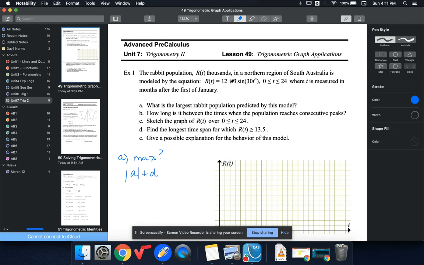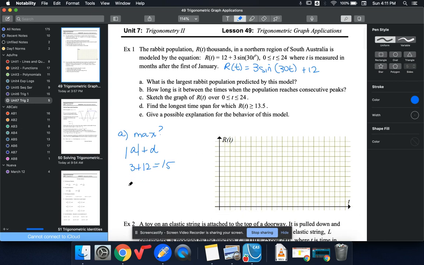So in this situation, my equation's written in a little bit of a funny way, so I'm going to rearrange it so that it says 3 sine 30t plus 12, and now it's easier for me to see that my A value is 3, my D value is 12, so I get 15. But then I remember that my rabbit population is being modeled by thousands. So I'm going to say that the max is 15,000 rabbits.